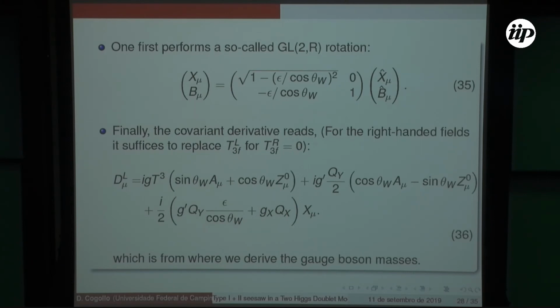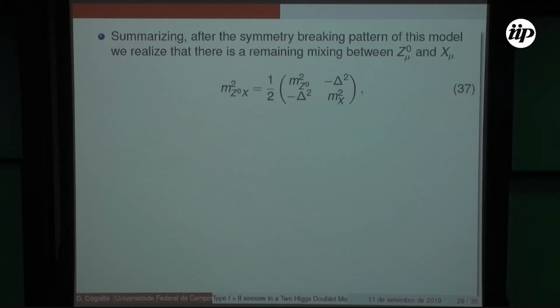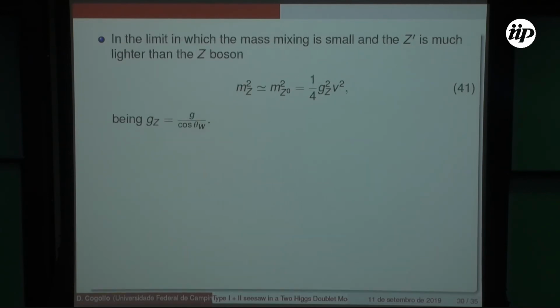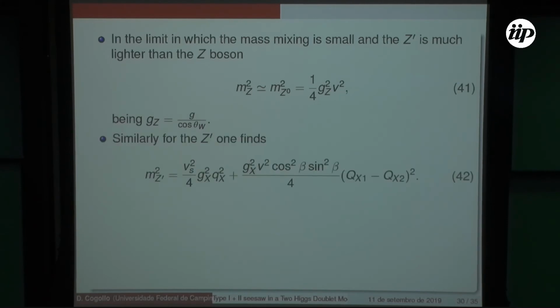And after the spontaneous symmetry breaking, we show that the Z boson and the X boson have a mixing. Then we need to diagonalize this matrix by this transformation, and the eigenvalues of this matrix are these. This is the first eigenvalue, the second eigenvalue, and this is the angle that mixes the two gauge bosons. This is an angle with a small value, going to zero. In the limit that we work in, the mass of the Z boson is practically the mass of the Standard Model Z gauge boson, and the mass of the Z prime boson is given by this relation here.